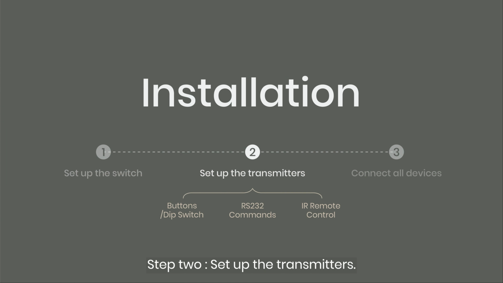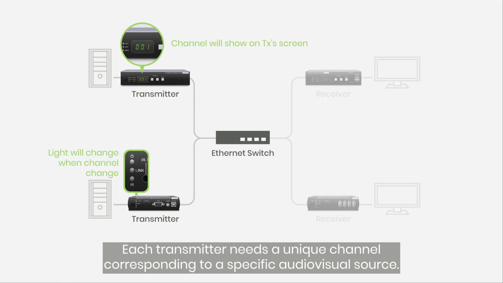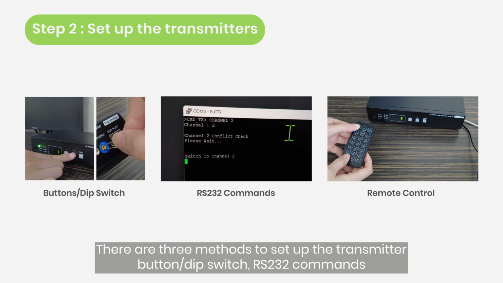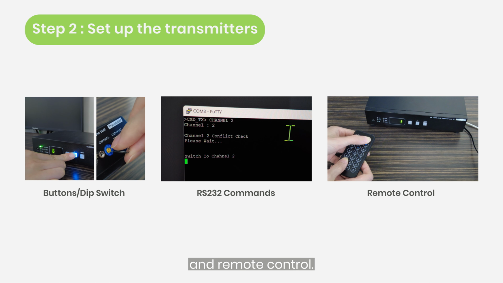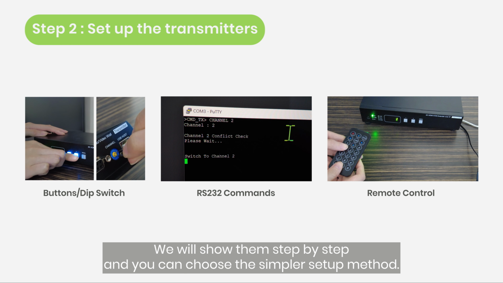Step 2. Set up the transmitters. Next, we need to set up the number of the channel for each transmitter. Each transmitter needs a unique channel corresponding to a specific audio-visual source. There are three methods to set up the transmitter: button/dip switch, RS-232 commands, and remote control. We will show them step by step, and you can choose the simplest setup method.